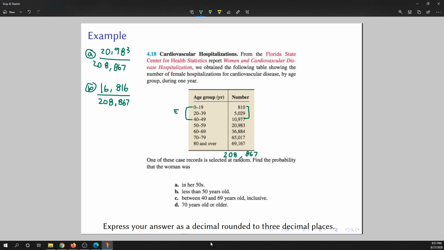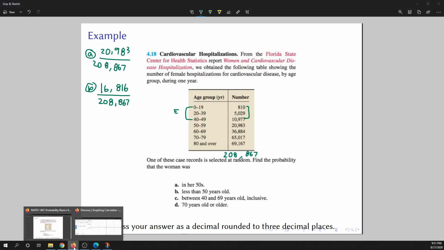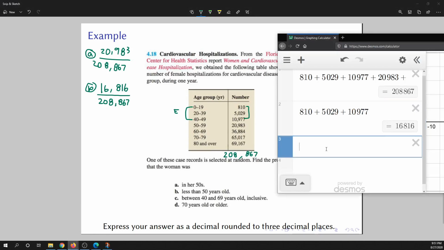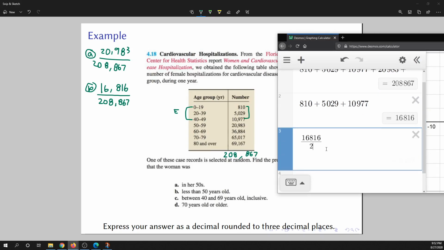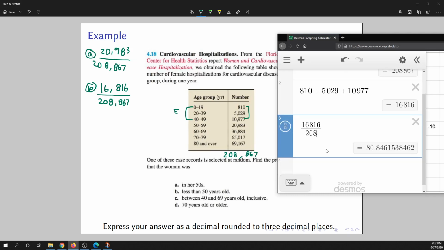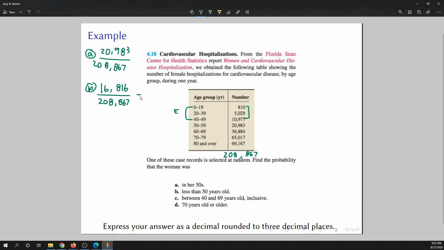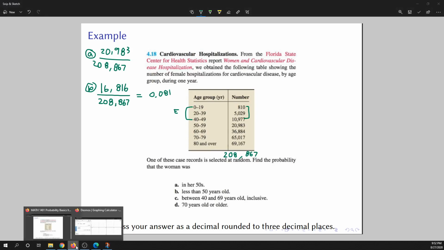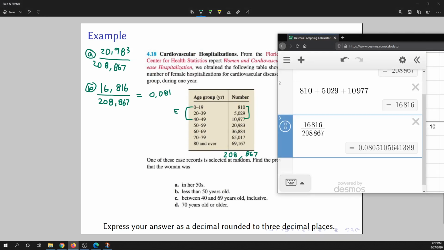All right, and it says round your answer to 3 decimal places. So you would just calculate that out. 16,816 divided by 208,867. All right, so that would be 0.081 on that. Okay.